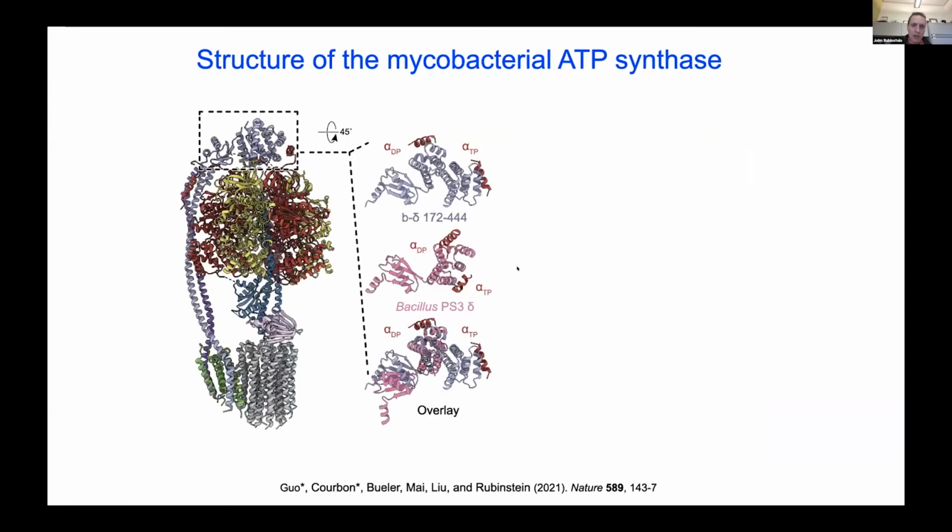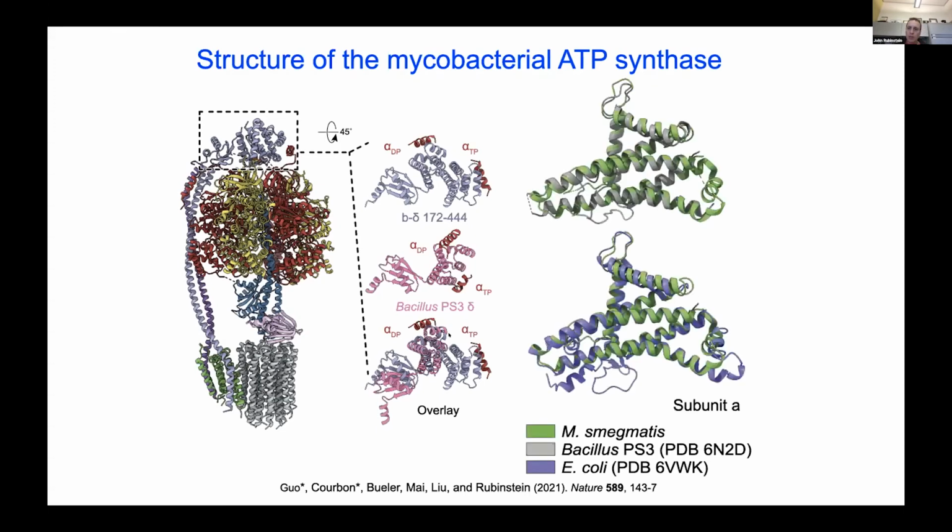And with this preparation, they were able to produce this high resolution atomic model of the mycobacterial ATP synthase at around 3.3 angstroms resolution. To first approximation, this structure does not look very different than other bacterial ATP synthases. There are some differences in this peculiar B delta fusion, whereas most bacteria have two B subunits and a delta subunit. Mycobacteria have a fusion of one of their B subunits and the delta subunit.